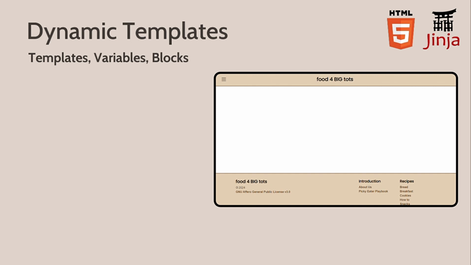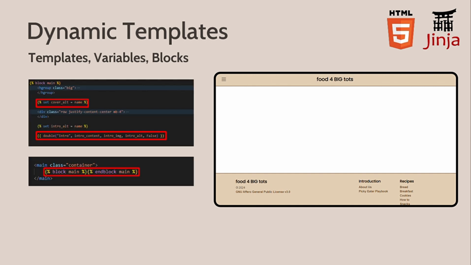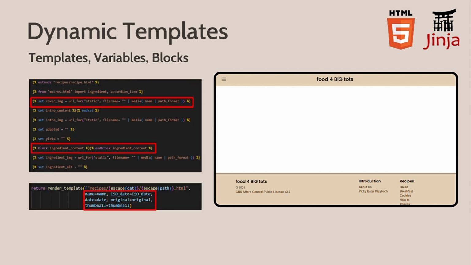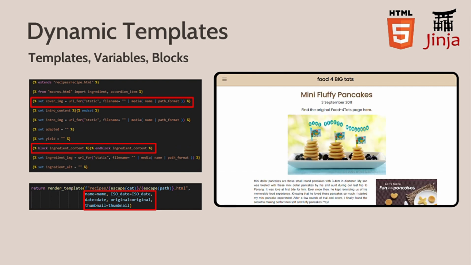The parent templates contain many variables and blocks, which can be set or overridden by child templates or the backend controller to generate a complete HTML page. This keeps my markup DRY, as there is no duplicate content in my templates.